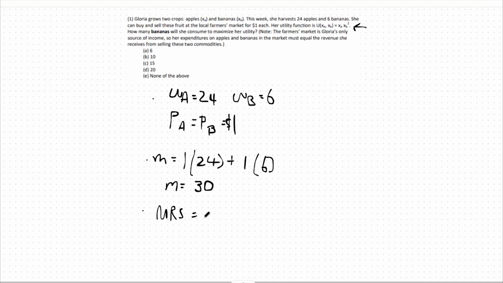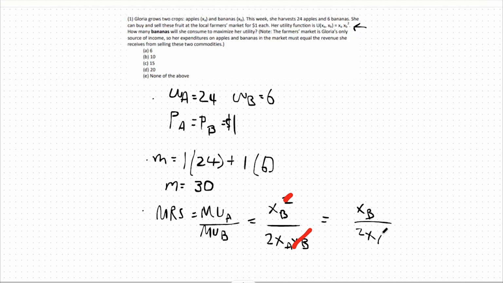Again, our marginal rate of substitution is equal to the marginal utility given to us by apples over the marginal utility given to us by bananas. Our marginal utility of apples will be the partial derivative with respect to apples. That's just going to be XB squared, over the partial derivative with respect to bananas, or 2XA times XB. We can cancel out these XB terms here, and we're left with XB over 2XA as our marginal rate of substitution.